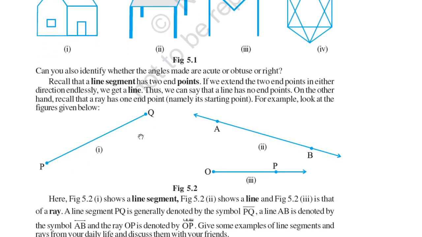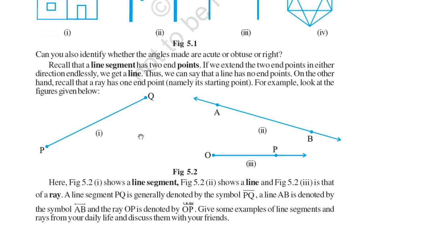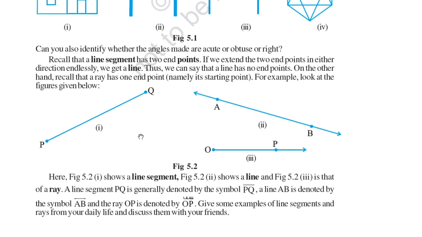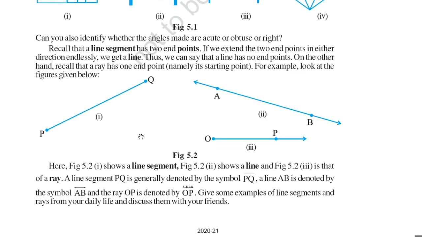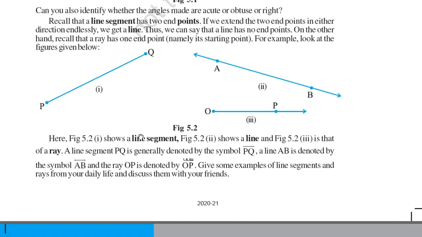So recall that a line segment has two endpoints. If we extend the two endpoints in either direction endlessly, we get a line. Thus we can say that a line has no endpoints. On the other hand, recall that a ray has one endpoint, namely a starting point. For example, look at the figure given below. You can see 1 is from P to Q, 2 is from A to B, and 3 is from O to P. So 1 represents a line segment, 2 represents a line, and 3 represents a ray.